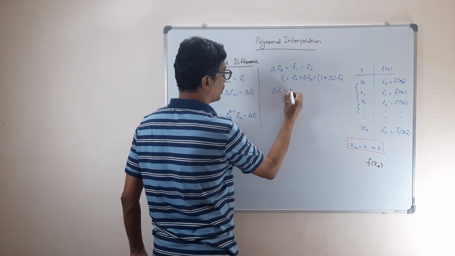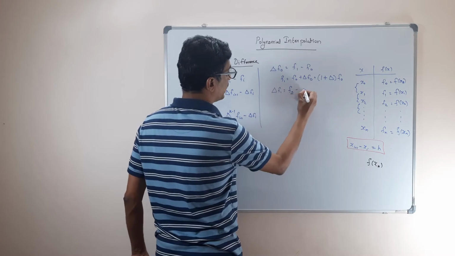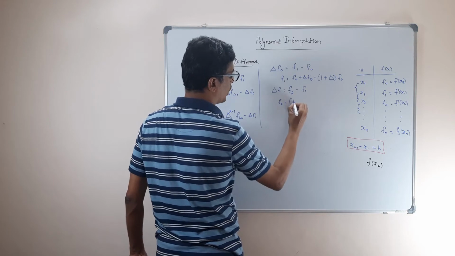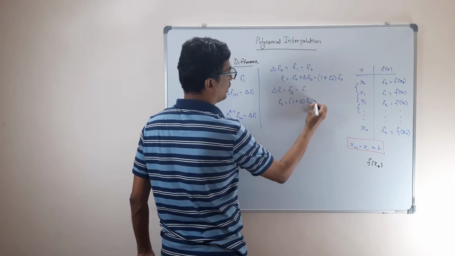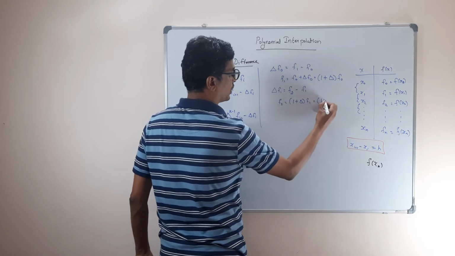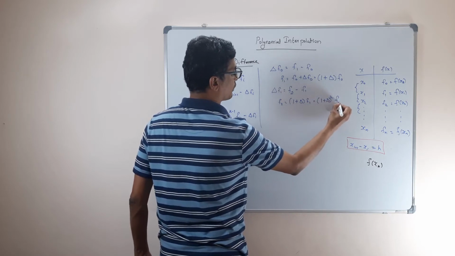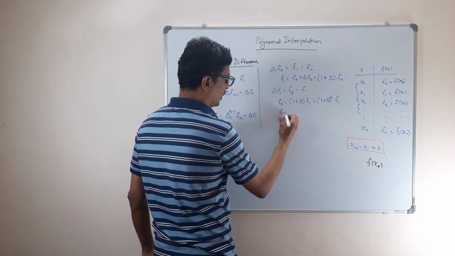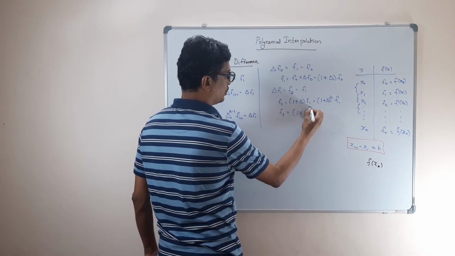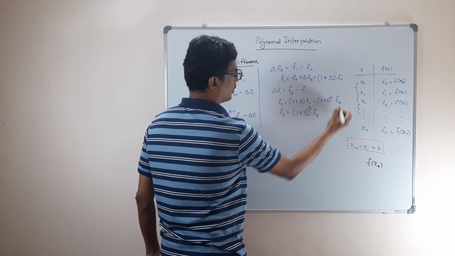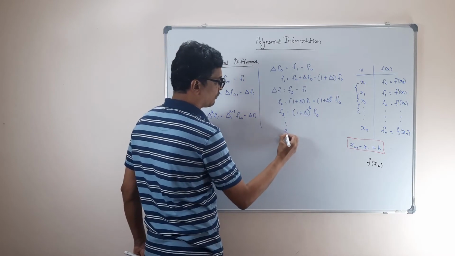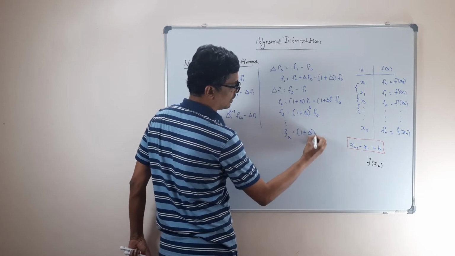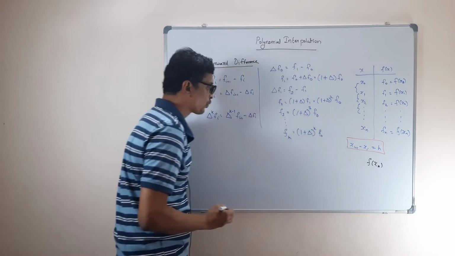Let me go for delta f of 1. Delta f of 1 will be equal to f of 2 minus f of 1. Therefore f of 2 is equal to, the same way, (1 plus delta) f of 1, and if I substitute for f of 1, what you get is (1 plus delta) square of f of 0. Similarly, you can keep on doing that, and you will find f of 3 will be (1 plus delta) cube of f of 0, and finally we can find that f of k will be equal to (1 plus delta) to the power of k of f of 0.